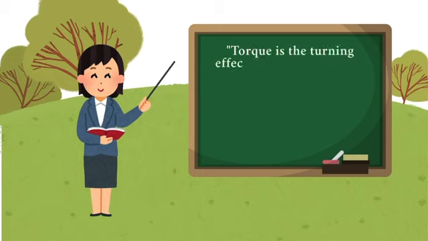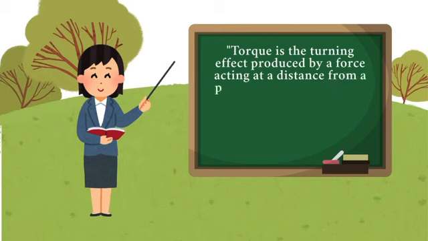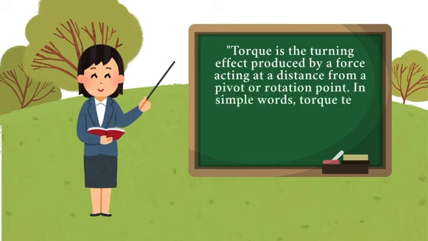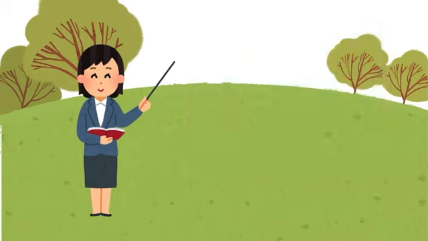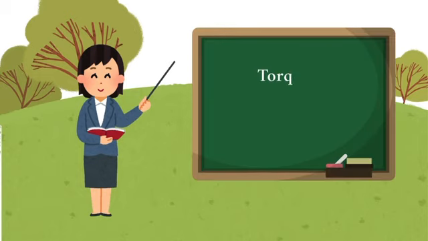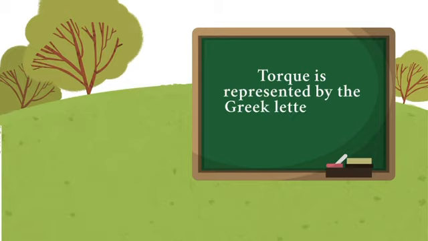Torque is the turning effect produced by a force acting at a distance from a pivot or rotation point. In simple words, torque tells us how effectively a force can rotate an object. Torque is represented by the Greek letter tau.